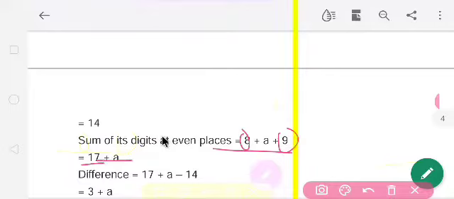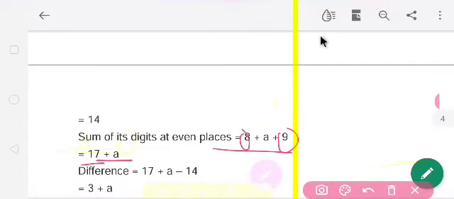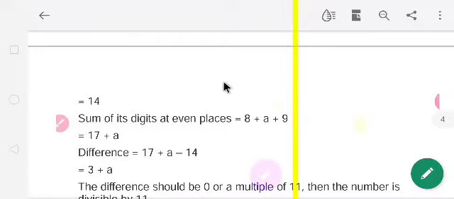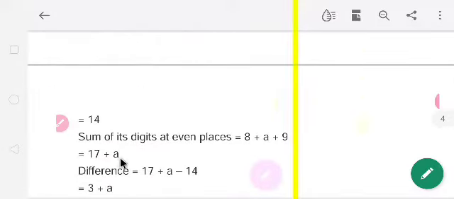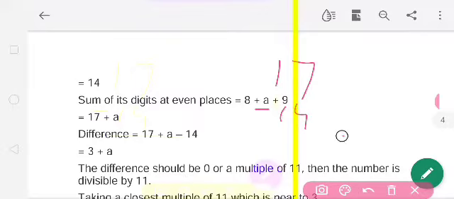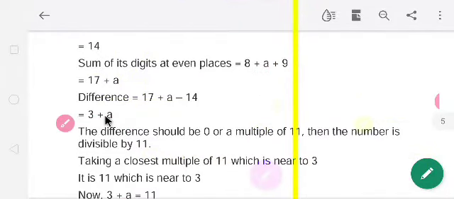Here you can see that A is a symbol to which we can add, and we have to find the value of this one. Now the next step is to find the difference between the sum of digits at even and odd places. The sum of digits at even places is greater than the sum at odd places. So first we'll write 17 plus A minus 14. Now find the difference: 17 minus 14 is 3, and 3 plus A. Now we have to see which number in place of A should be added to 3 so that the given number is divisible by 11. So the difference should be 0 or a multiple of 11.